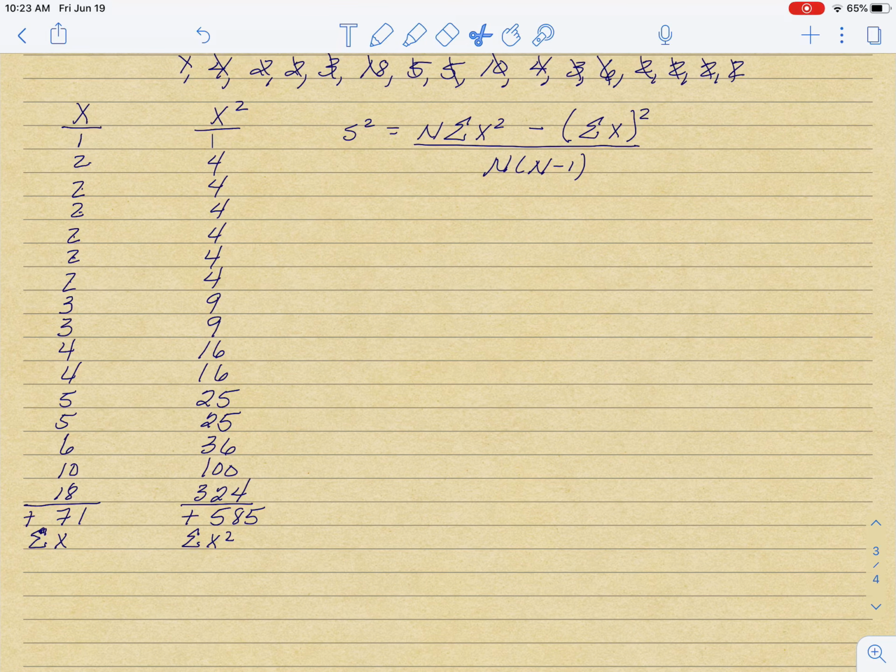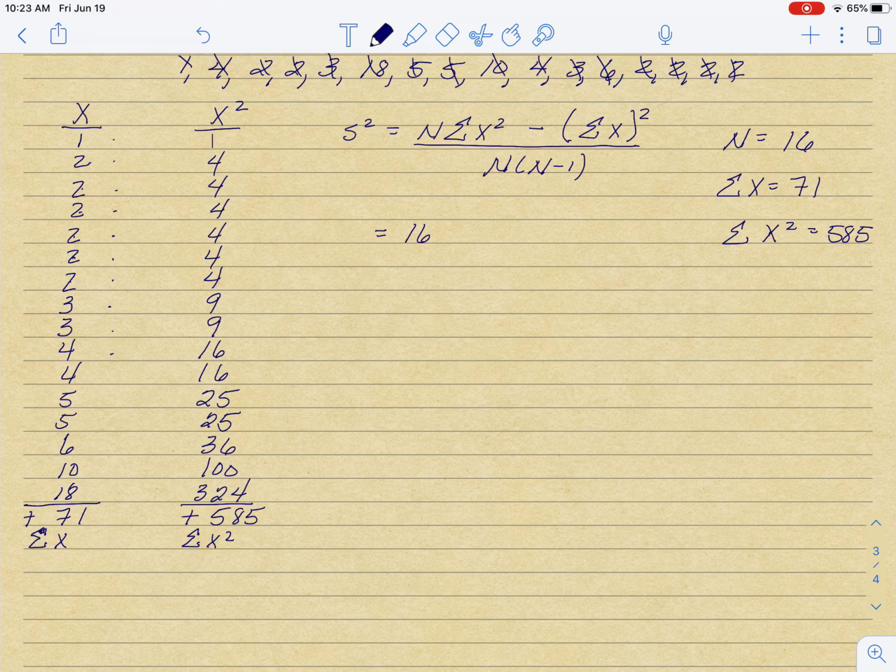Okay, so our variance, if we look over here, our n is the number of data points. So how many data points do we have? 1, 2, ... 16 data points. Okay, and our sum of our x is 71, and our sum of our x squared is 585. All right, so now we're going to plug that information into this formula.